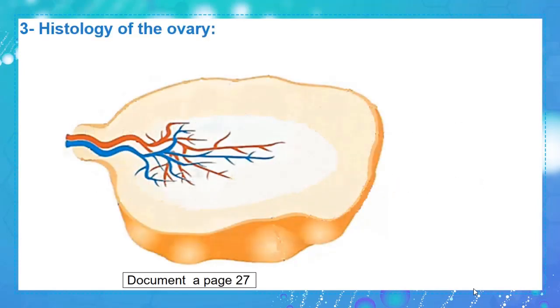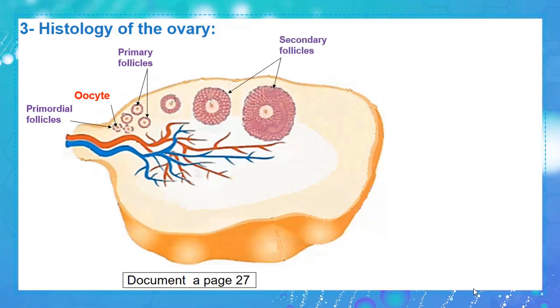Document A, page 27, shows a cross-section of the ovary in which you can observe the different developmental stages of these follicles with oocytes inside them. You can see very small primordial follicles made of the oocyte surrounded by few follicular cells. These follicular cells multiply and the follicle grows bigger into a primary follicle. As more layers of follicular cells are added, the follicle becomes a secondary follicle that houses the oocyte 1 blocked at prophase 1.